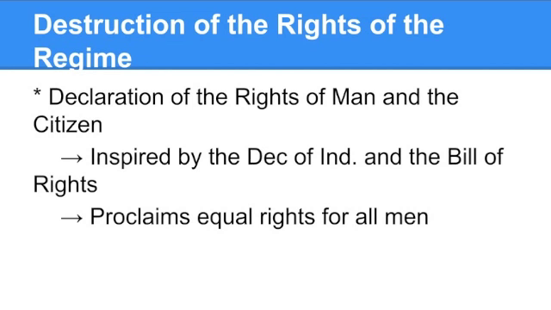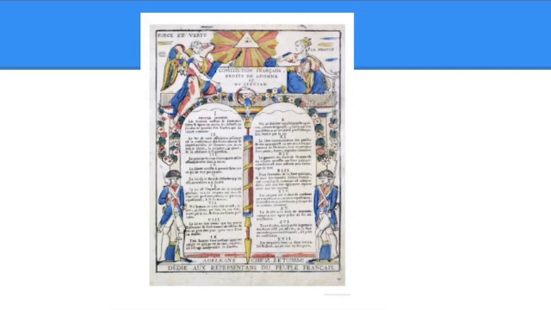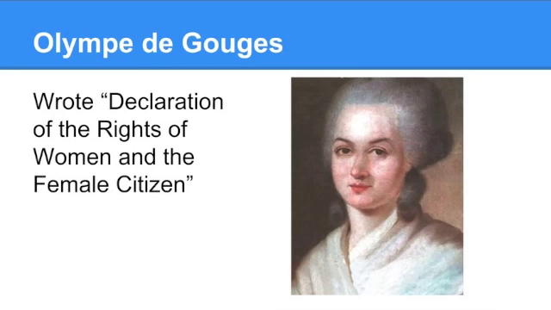So what they wrote was the destruction of the rights of the regime, thinking of the monarchy. And this was created at the end of August in 1789. They wrote what is called the Declaration of the Rights of Man and Citizen. This outlined the rights of the people, and it proclaimed equal rights. So there's an image of that. You can see all the symbolic imagery beyond the words there.